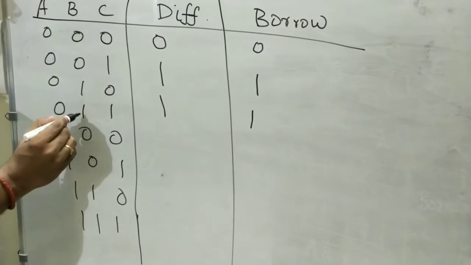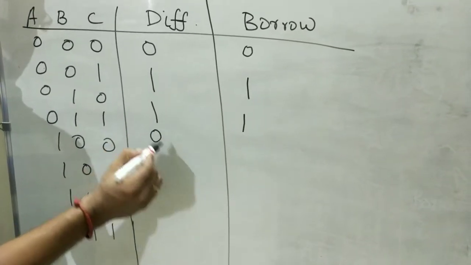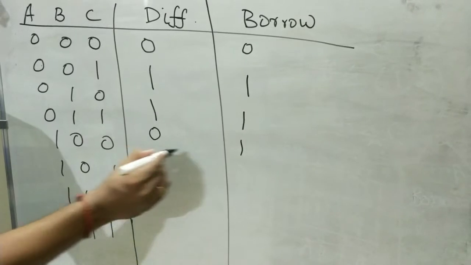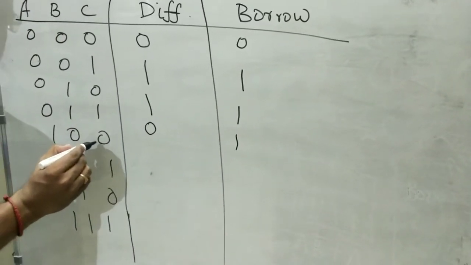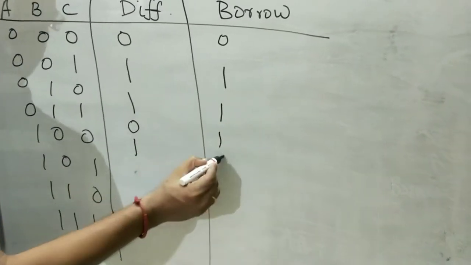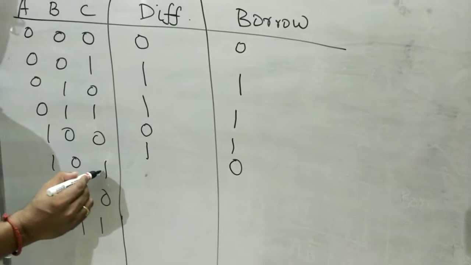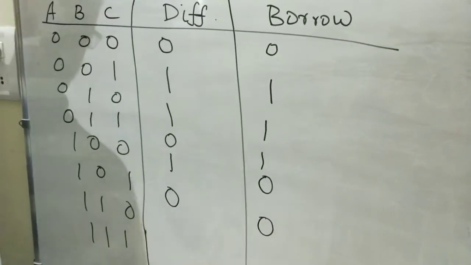Here 0 minus 1 is 1, 1 minus 1 is 0, but we have taken a borrow for this subtraction, right? 0 minus 1. So borrow is 1. Here 1 minus 0 is 1, 1 minus 0 is 1. So difference is 1, borrow is 0. 1 minus 0 is 1, 1 minus 1 is 0. So difference is 0, borrow is 0.